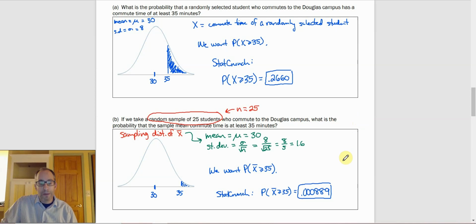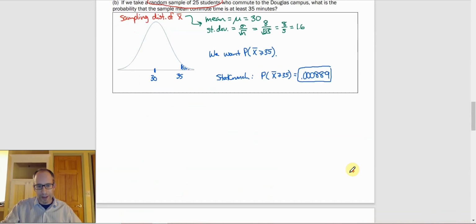So that's essentially the way that this all works out, is that things that don't feel like they're that far away from each other, because you think 30 minutes, 35 minutes, in the grand scheme of things, in real life, what's the difference of 5 minutes? And for an individual person, it happens once in a while that you get a commute time that's that long. But when you're talking about sample means, things that look like little differences can turn out to be huge differences, right? And that's kind of what's going on here. Okay, the next example.